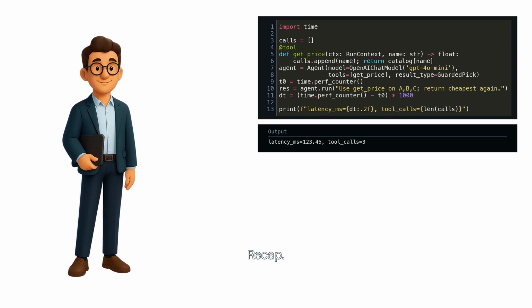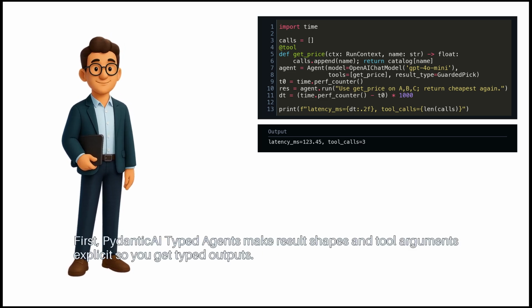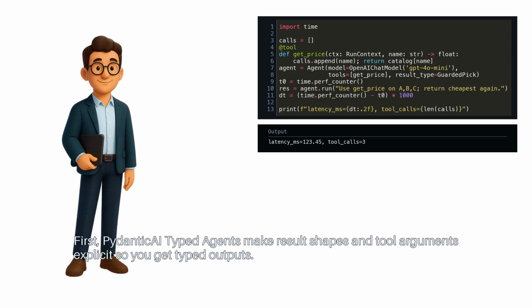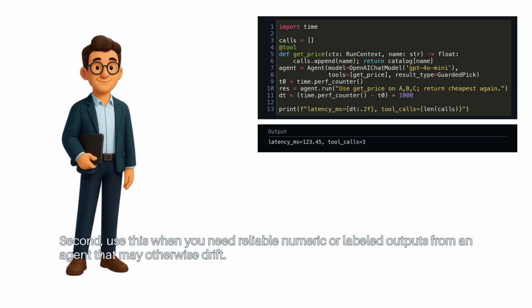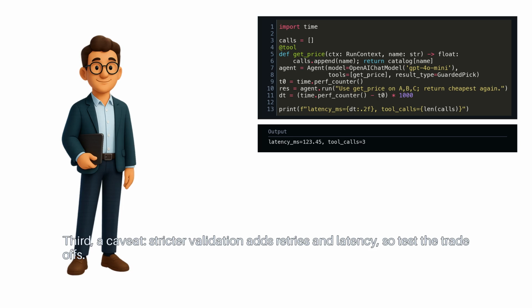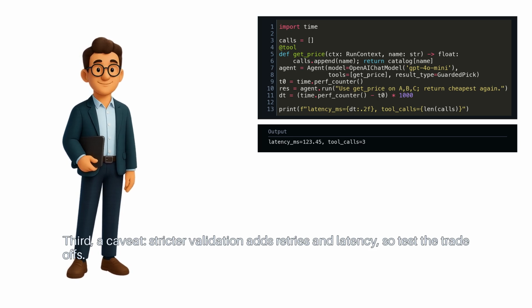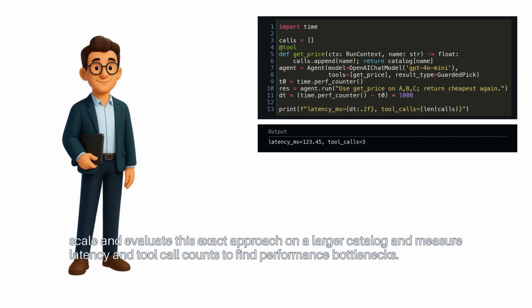Recap. First, PydanticAI typed agents make result shapes and tool arguments explicit, so you get typed outputs. Second, use this when you need reliable numeric or labeled outputs from an agent that may otherwise drift. Third, a caveat. Stricter validation adds retries and latency, so test the trade-offs. For the next step, scale and evaluate this exact approach on a larger catalog and measure latency and tool call counts to find performance bottlenecks.